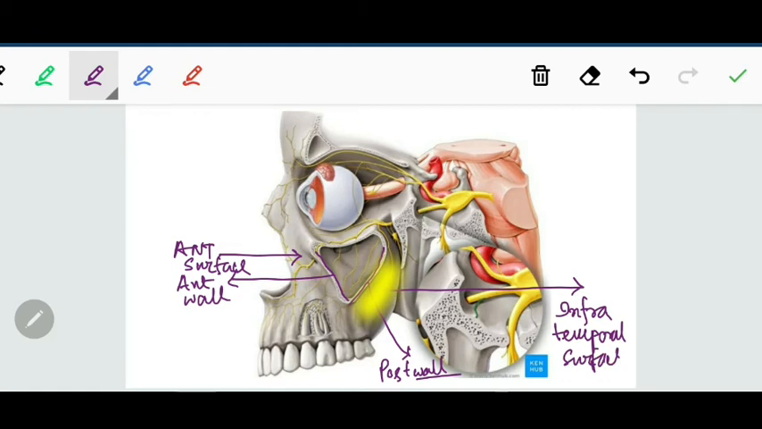And there is also the orbital surface of maxilla, and another surface that is not seen in this diagram, that is facing towards the nasal cavity, that is the medial surface of the maxilla. Okay.